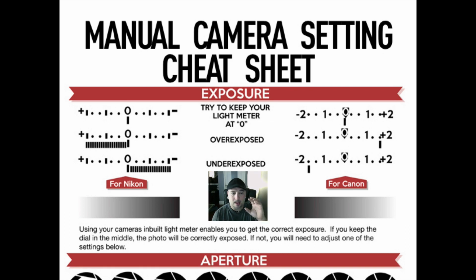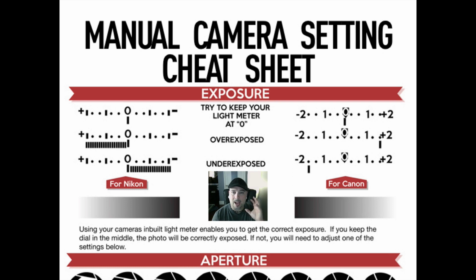So I'm going to start off with exposure and what it actually means. I'm going to read down here at the bottom, and it says, using your camera's inbuilt light meter enables you to get the correct exposure. If you keep the dial in the middle, the photo will be correctly exposed. If not, you will need to adjust one of the settings below.